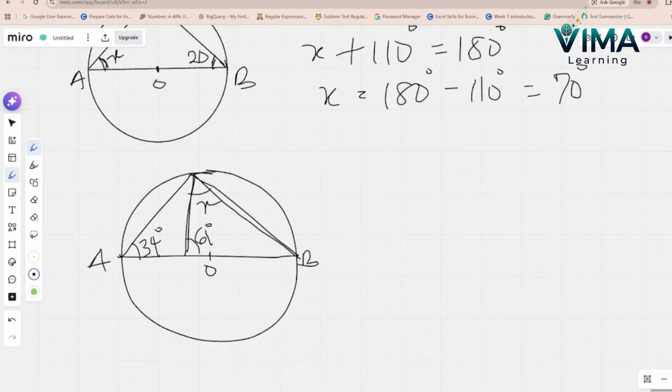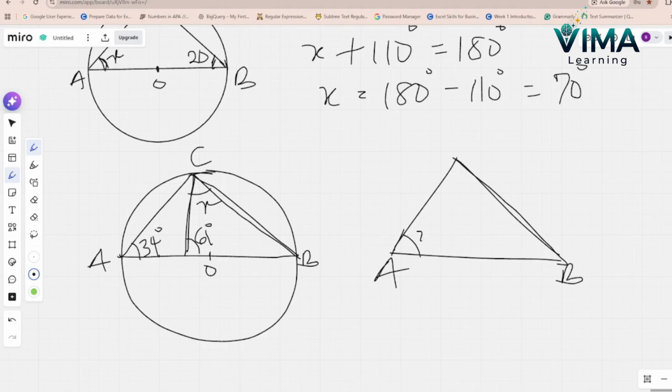What's going to be angle X? The first thing we need to do is that let's label this side angle C, and let's assume that the whole diagram is just triangle ABC. So if that's the case, it's going to be this. Remember, line AB is the diameter because it's passing through center O. So if this is 34, this is definitely going to be 90 because this point C is on the circumference of the circle. So we already know that's 90 degrees.